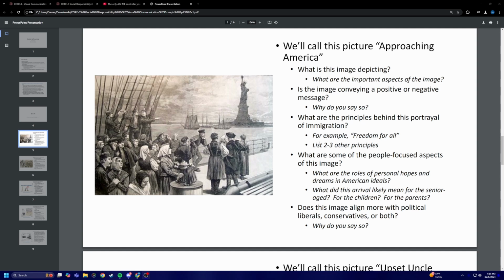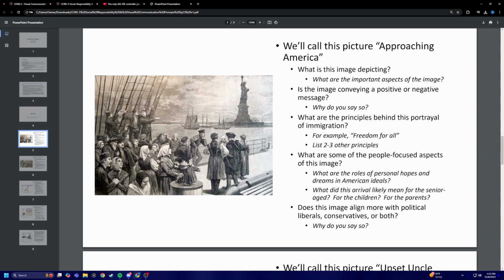All right, we got the principles. Now, what are some people-focused aspects of this image? What are the roles of personal hopes and dreams in American ideals? And what did this arrival likely mean for the senior-aged, children and parents? Personally, I think this arrival meant a brighter future for the children.